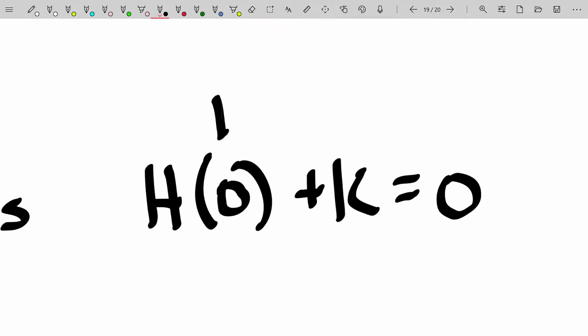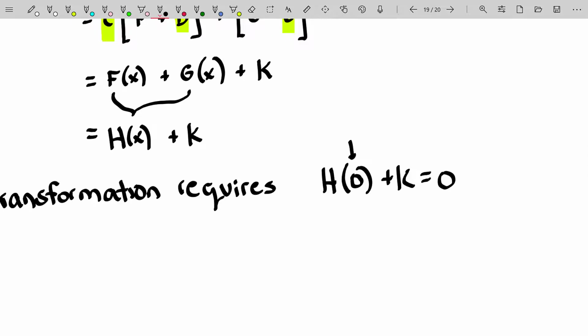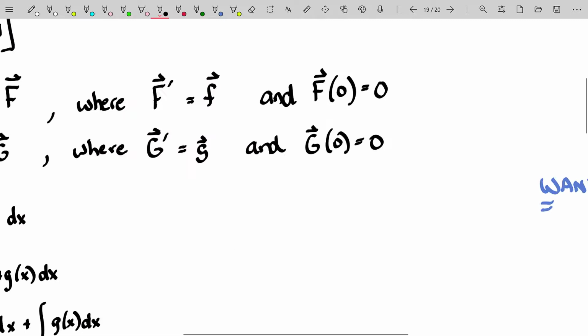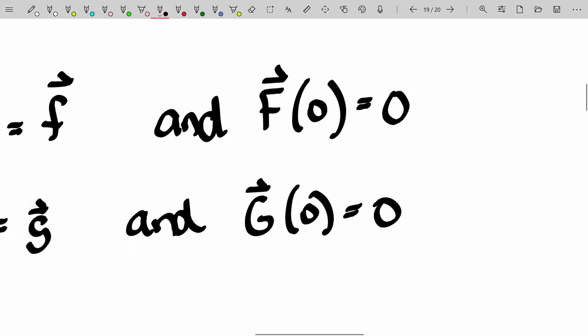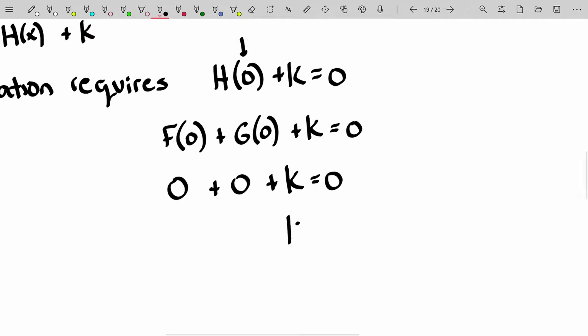Whenever you plug 0 in for x into h there, it should become 0. Now, what is h of 0? Well, h of 0 is f of 0 plus g of 0. However, we've made an assumption about f of 0 and g of 0. F of 0 is 0, g of 0 is 0. Which tells me k has to be 0 as well.